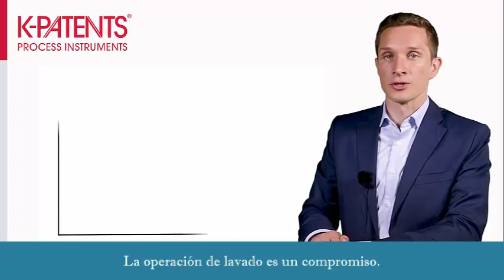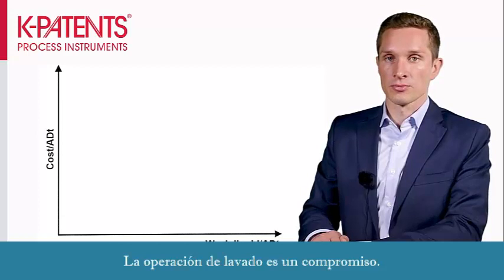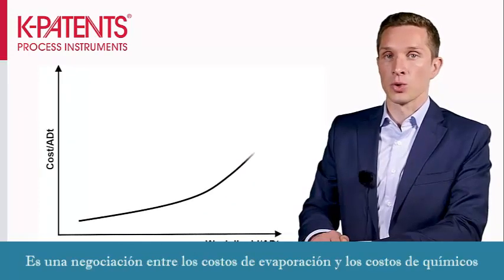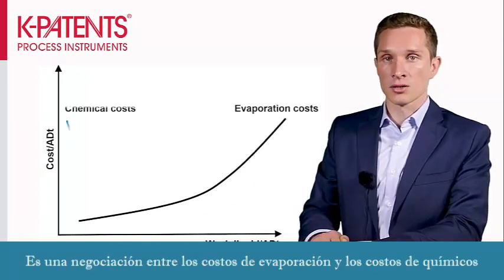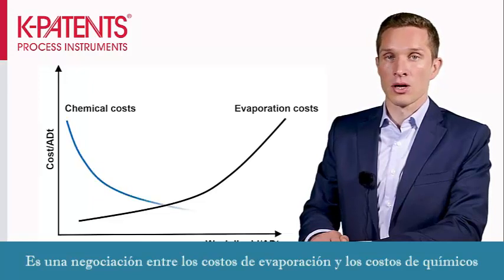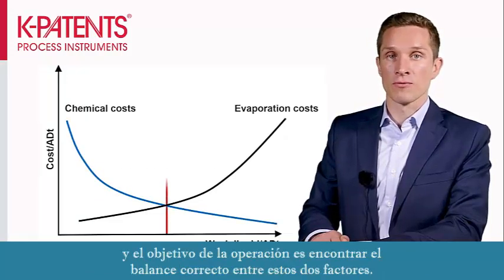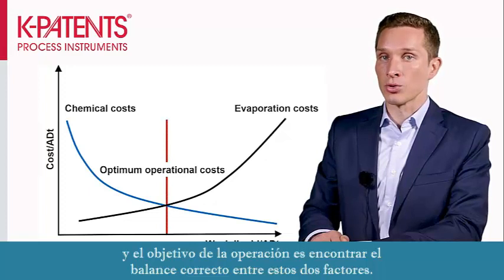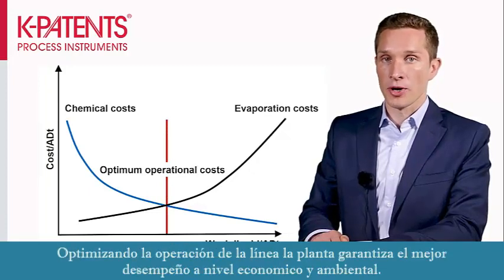The washing operation is a compromise. It is a trade-off between the evaporation costs and the chemical costs, and the aim of the operation is to find the right balance between these two factors. By optimizing the line operation, the mill guarantees the best economic and environmental performance.